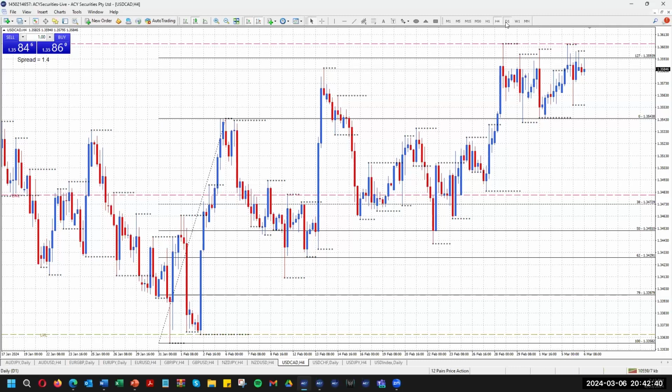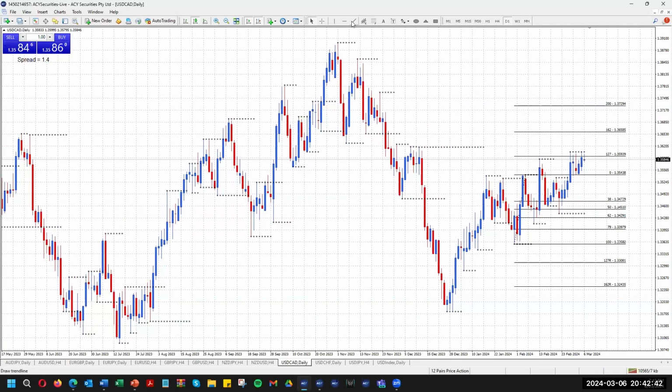And I can't see it clearly on the 4-hour charts, so I'm just going to remain on the daily for a moment. There's your left shoulder, there's your head. So if you just trade it opposite, stop below the low, then we trade up just short of the 127 extension.